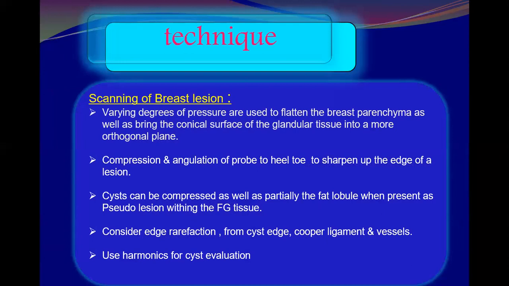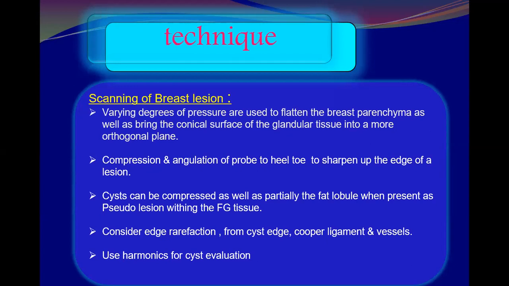So again, scanning the breast lesions, we have to use varying degrees of pressure. We mentioned before, generally for the breast parenchyma while scanning, we have to have a gentle or varying degree of pressure for the parenchyma, okay? And also when we find the lesions, sometimes we need to just give some pressure to flatten and angulate while applying the pressure, you see, and see it and sweep through it.